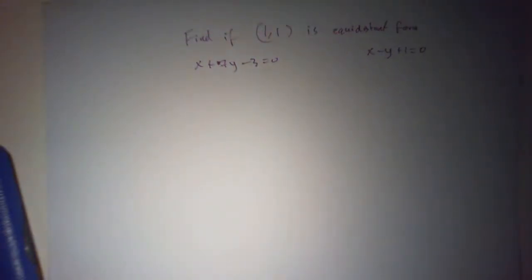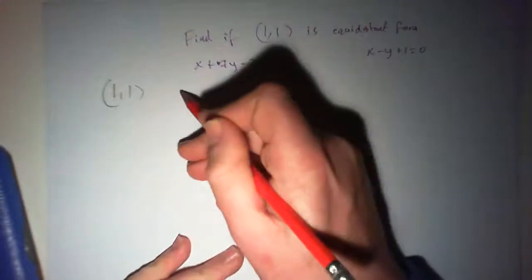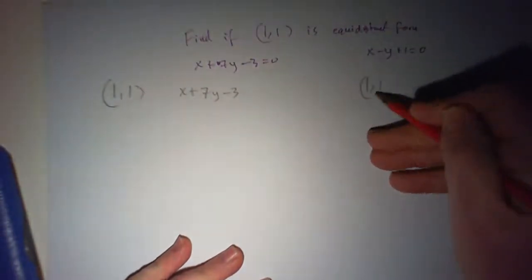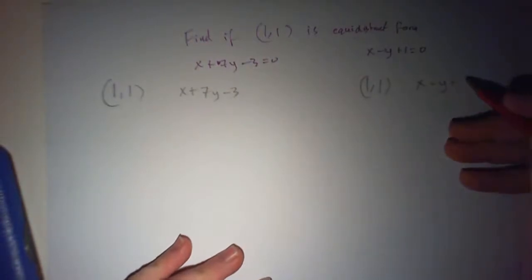Okay, so you have to find whether it's the same distance from both of them. So of course, the only way to do that is to put both of them into the formulas and see where we come out with an answer at the other end. So let's have a go at this one. Let's do (1, 1) with x plus 7y minus 3, and we'll do (1, 1) with x minus y plus 1.